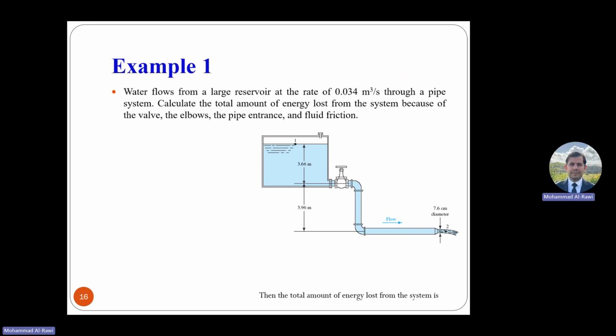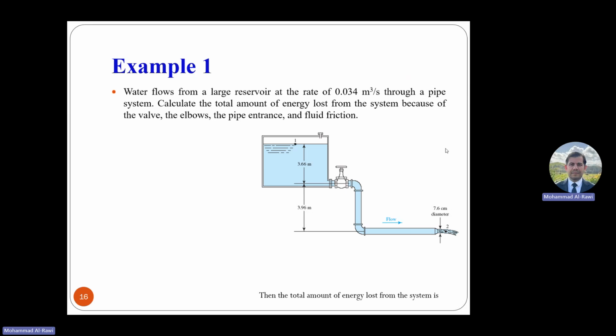So how can we solve this to find the total amount of energy loss from the system? If we start from point 1 and 2, you can see that we have the diameter here, 7.6. We have the Q. So Q equals VA.